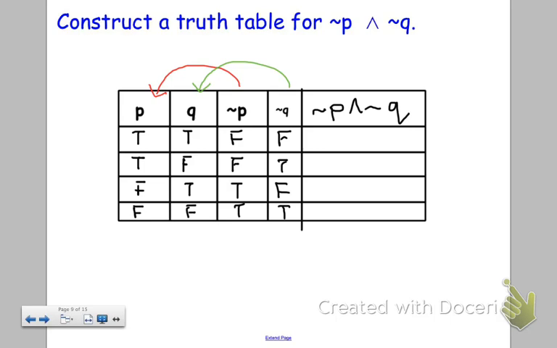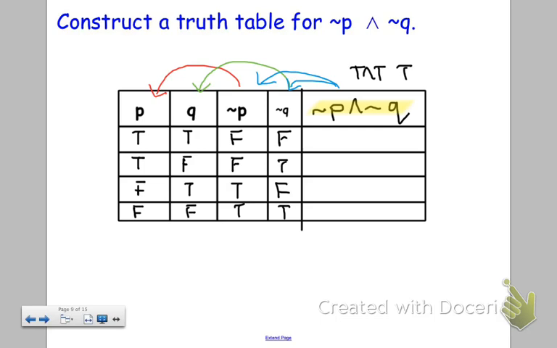Now we need to put that all together in my last column. My last column has a heading of not P and not Q. So when I look at this very last column, I'm putting not P together with not Q. So I need to go back and reference the third and the fourth columns. And remember that when it's an and, I need to be looking for true. True and true is true.